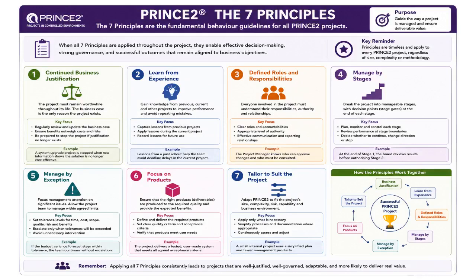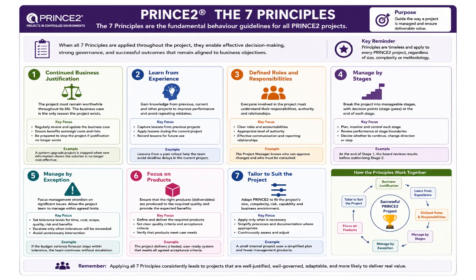7 Principles of PRINCE2. This slide focuses on one of the most important foundations of the PRINCE2 methodology, the 7 principles. These principles are considered the core behavioral and governance guidelines that must be present in every PRINCE2 project. They are universal, meaning they apply regardless of project size, industry complexity, or delivery method. Whether the project is traditional, agile, public sector, private sector, small, or highly complex, these principles provide the foundation for effective project management and governance.